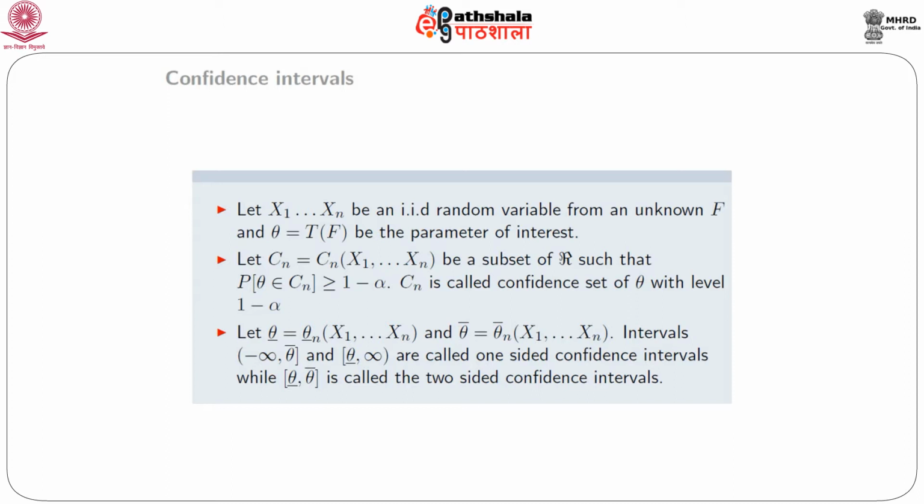Now, let theta underbar = theta underbar n(X1, ..., Xn) and theta bar = theta bar n(X1, ..., Xn). Then minus infinity to theta bar, and theta underbar to infinity, left open, right closed in both, are called one-sided confidence intervals, whereas theta underbar to theta bar is called a two-sided confidence interval.